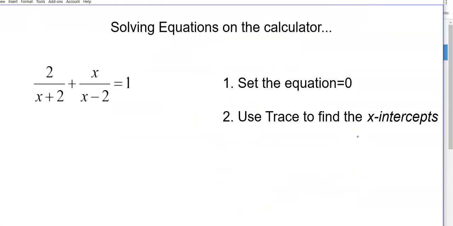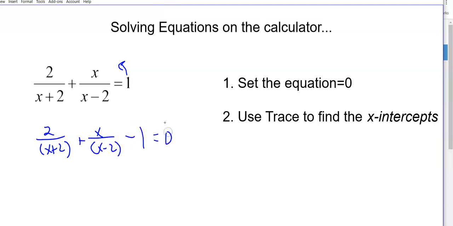Solving in the calculator. So this is not too bad. You've got to set the equation equal to 0. So you've got to move that 1 over to the other side. So I'll have 2 over (x plus 2). Again, I usually write things in parentheses when it's a binomial in a fraction. So plus x over (x minus 2) minus 1 equals 0. So I just subtracted 1 from both sides.